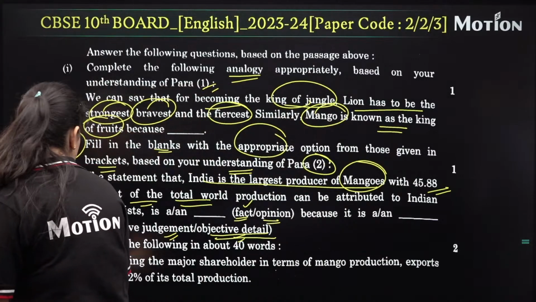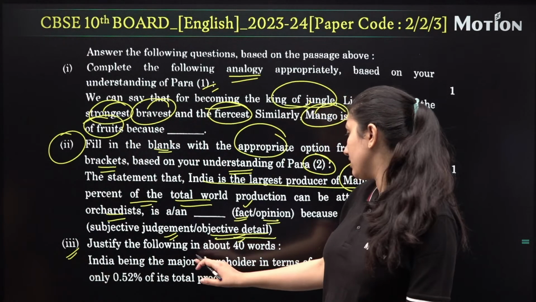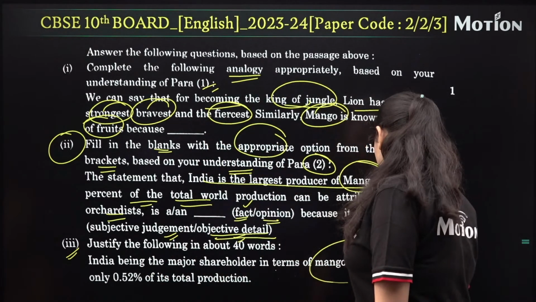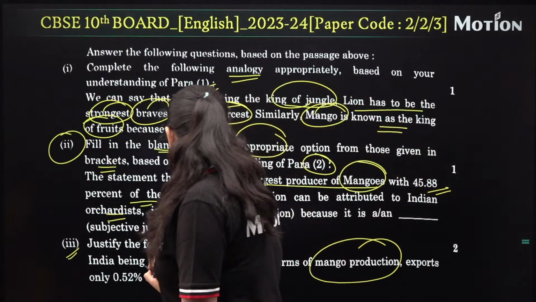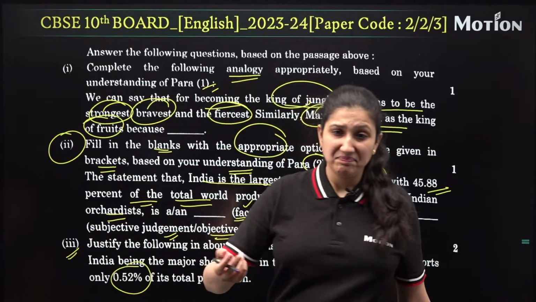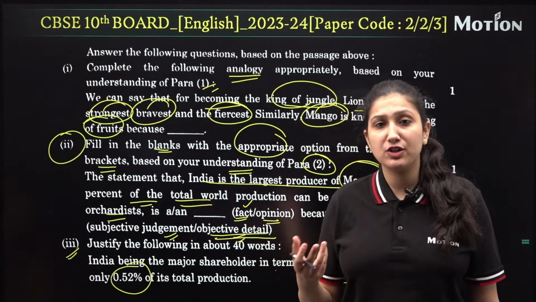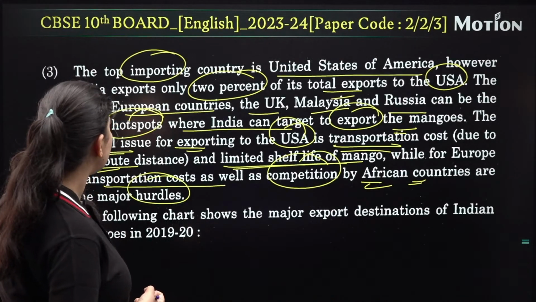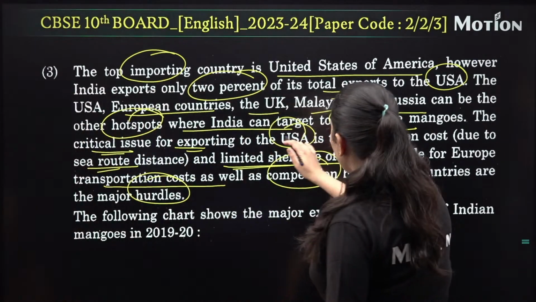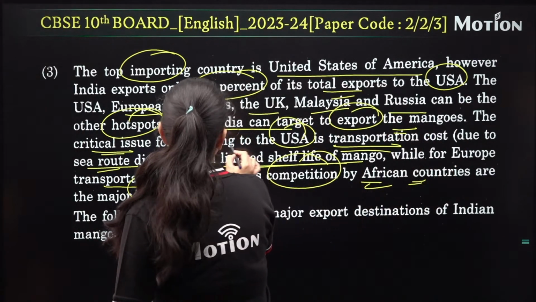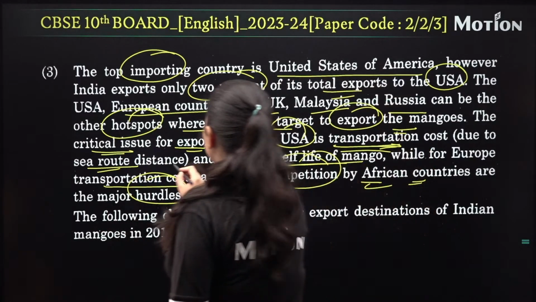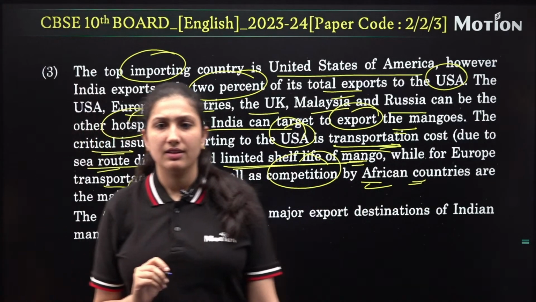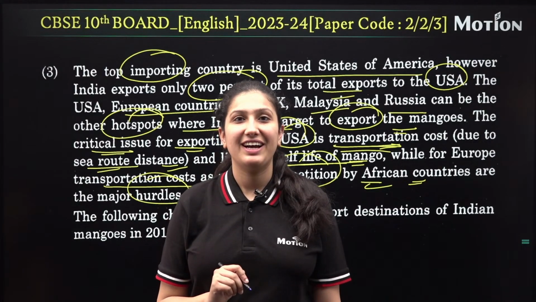Next, third is justification, where you have to justify the statement in about 40 words. Alright, so India being the major shareholder in terms of mango production, exports only 0.52% of its total production. Like why? ऐसा क्यों हो रहा है? इतना हमारा shareholder है, then हमारा जो है इतना minimum क्यों है? What is the reason? So let's come to para 3, I would say. Yes, I told you in the beginning also. So the critical issue is transportation cost due to long distance and limited shelf life of mango. Okay, this would be the reason. Yes, Aryan, I have taken your name.